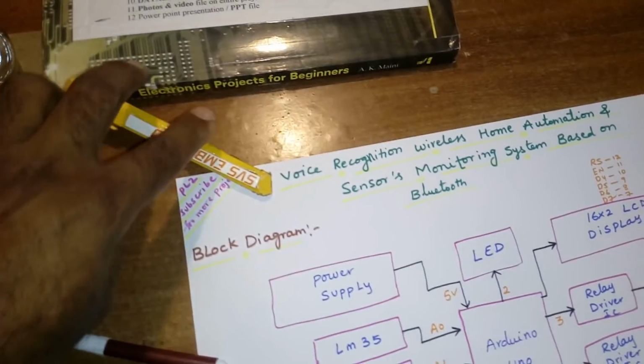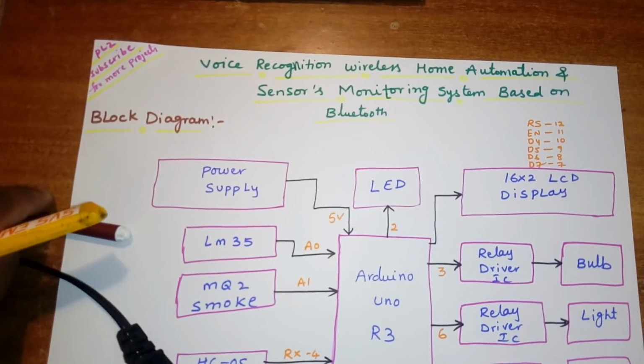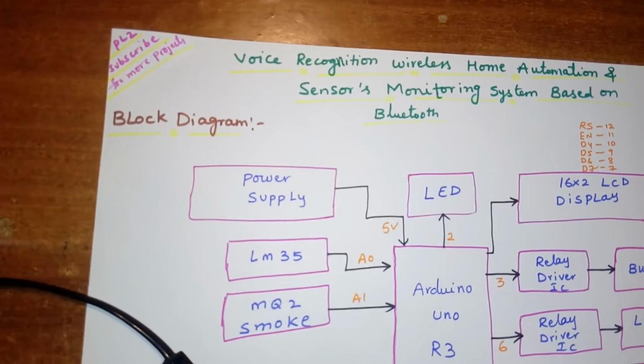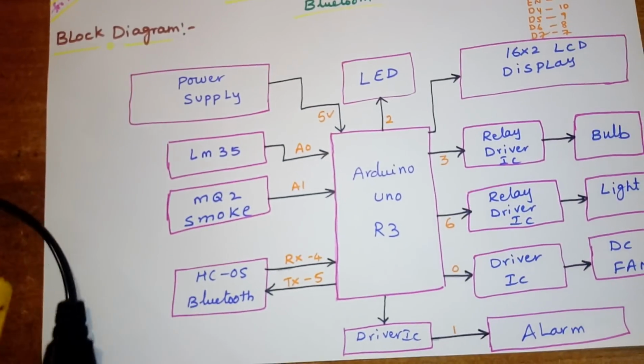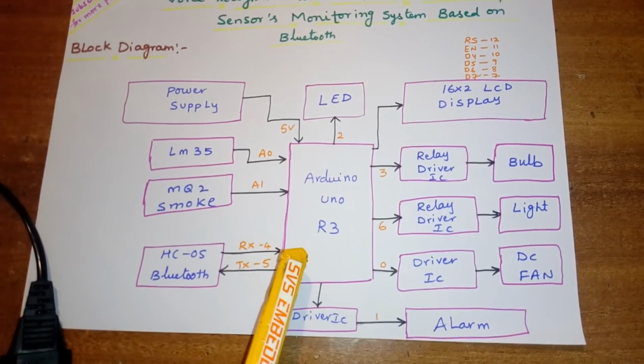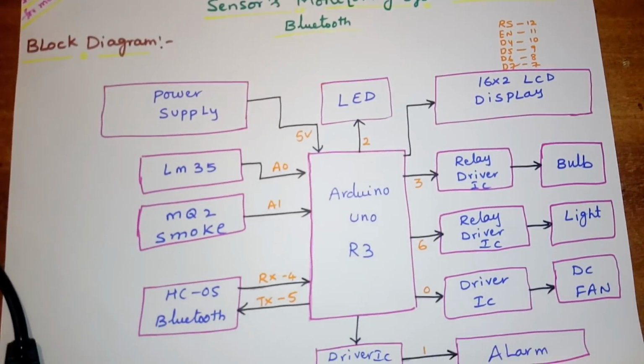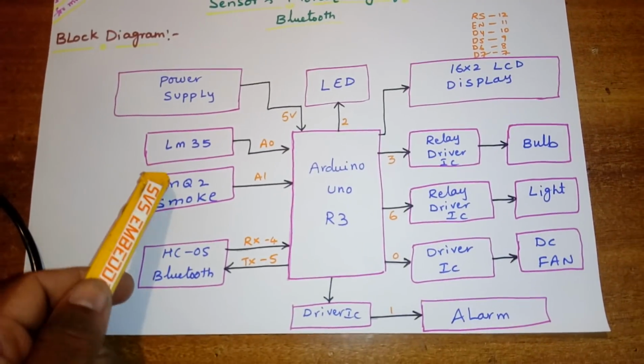The project title is Voice Recognition Wireless Home Automation and Sensor Monitoring System Based on Bluetooth. In this project I'm using an Arduino Uno R3, one 16x2 LCD display, and one HC05 Bluetooth module, and I'm using two sensors.